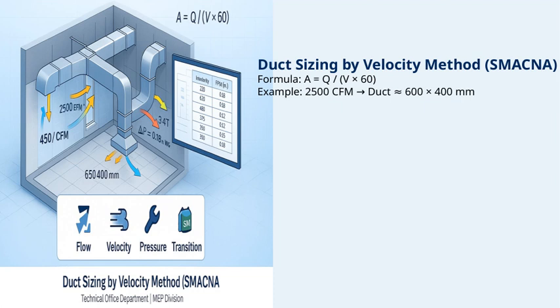For example, if we have a system with 2500 CFM, we can plug that into the formula. Assuming a typical velocity, say around 400 feet per minute, we get a duct size of approximately 600 by 400 millimeters. This method is really useful because it helps us balance airflow and pressure loss, ensuring efficient system performance. It's a practical approach that connects the airflow requirements directly to duct dimensions, making sure our designs are both effective and efficient within the overall HVAC system.